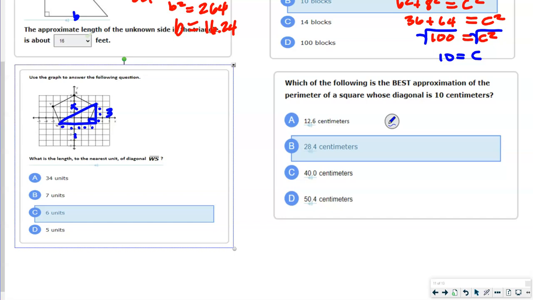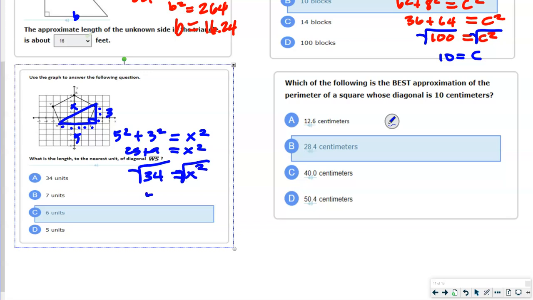So this is going to be 5 squared plus 3 squared equals x squared. That's 25 plus 9 equals x squared, so 34 equals x squared. If we take the square root of 34, that gives us 5.83, right? And it said to round it, so that's why I got 6 units.